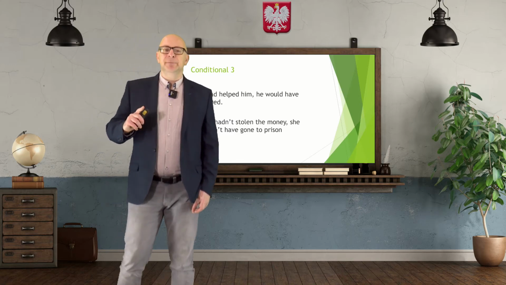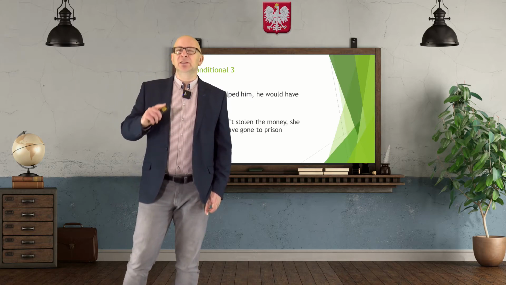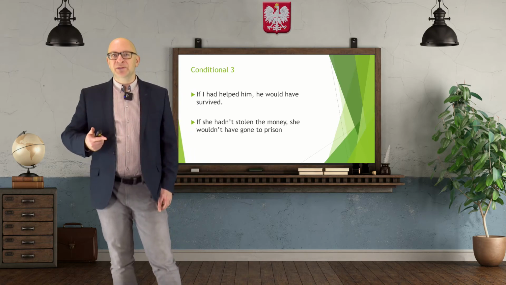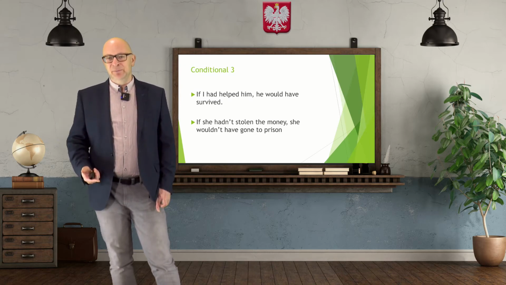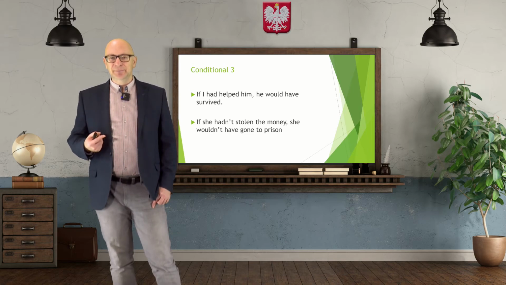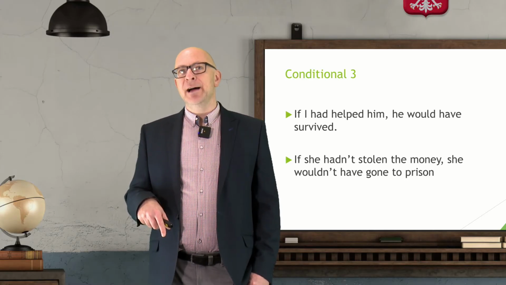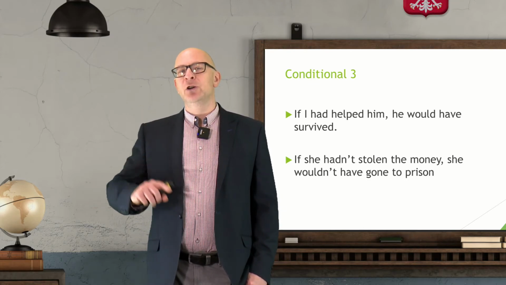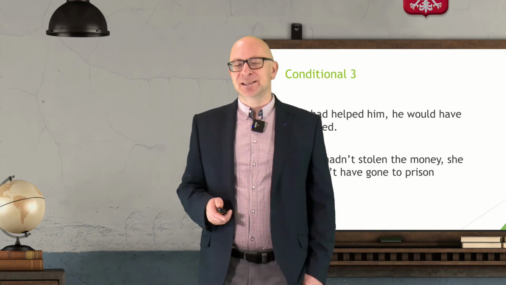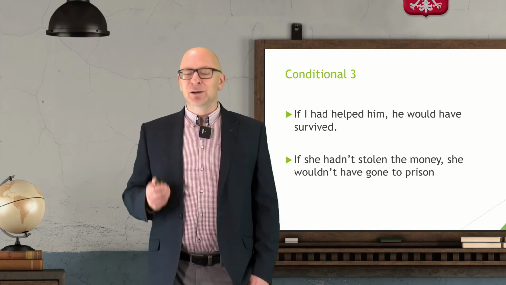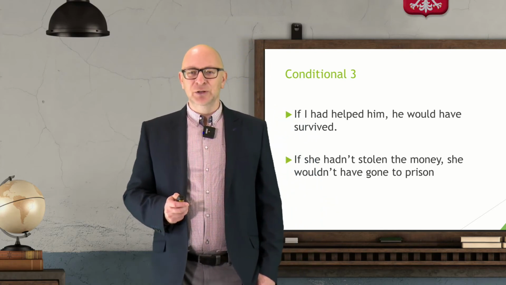You have to remember one thing. What you say in the third conditional is always opposite from what actually happened in the past. So if you have a sentence like this, if I had helped him, he would have survived, it automatically means that I didn't help him and he didn't survive. Okay? Gdybanie na temat przeszłości automatycznie oznacza, że ta przeszłość była inna niż to, co sobie gdybamy. Tak? No, tak wynika z logiki języka. Czyli gdybym mu pomógł, on przeżyłby, automatycznie oznacza, że mu nie pomogłem i on nie przeżył.